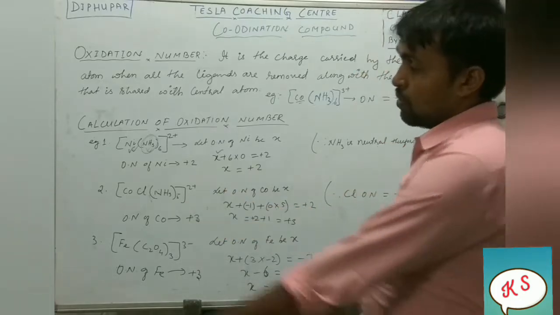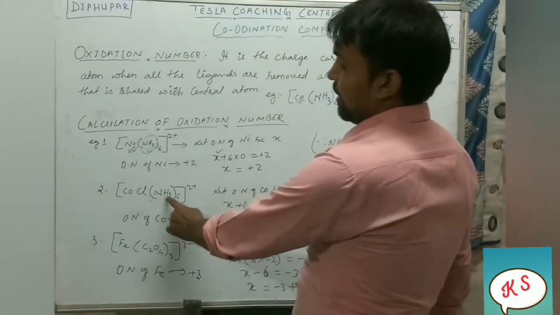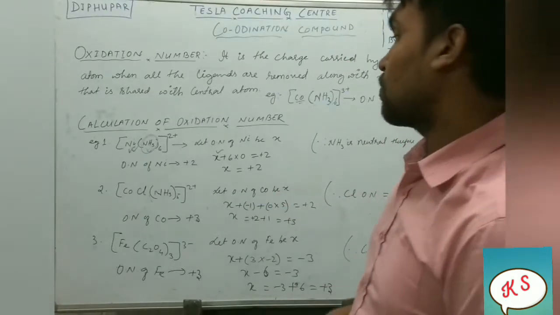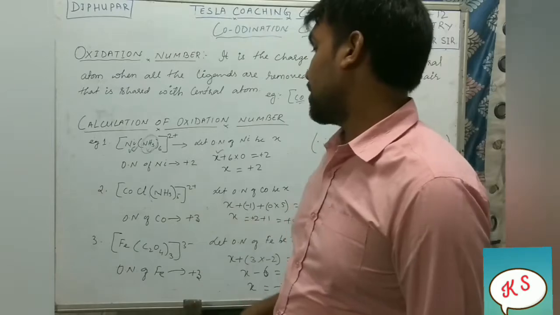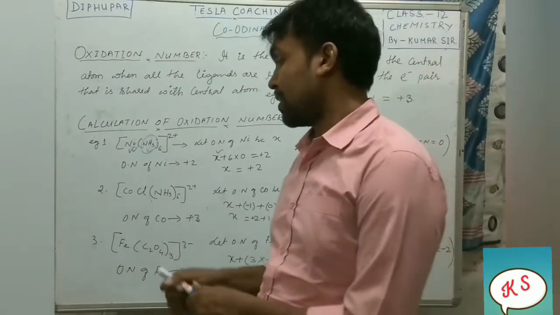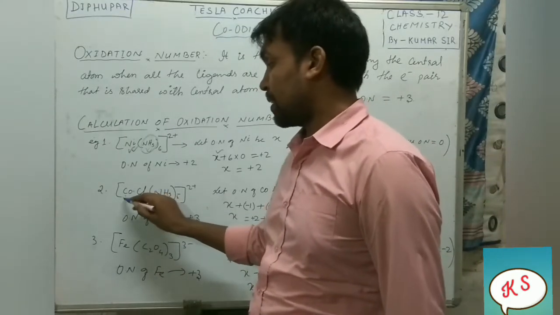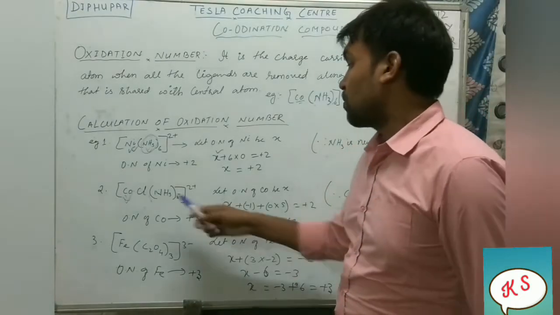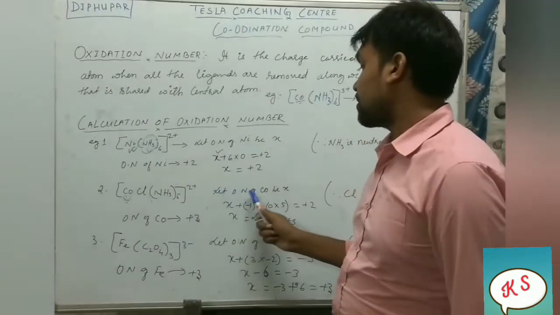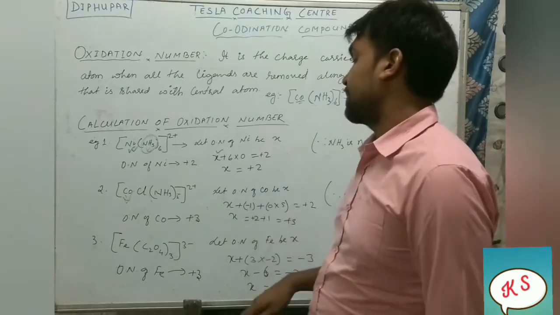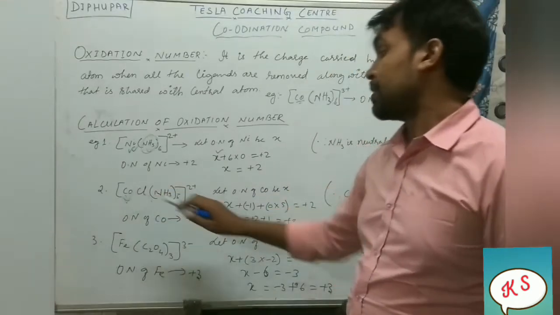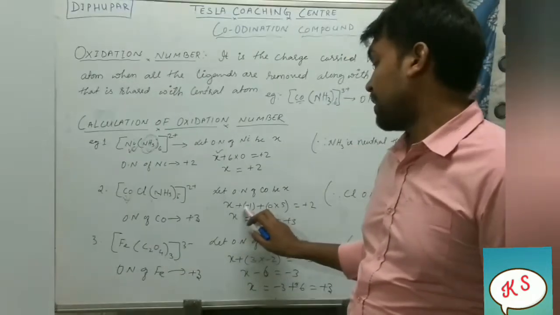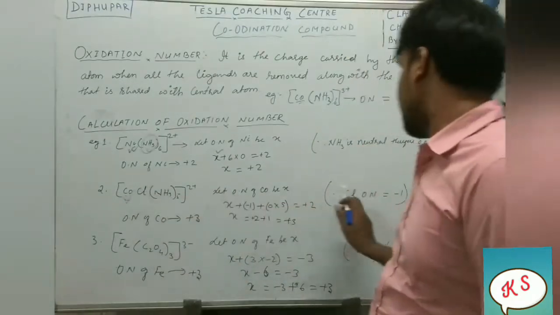Co(Cl)(NH3)5 to the power of 2 positive. So now we are going to calculate the oxidation number of which one? What is the central metal here? Cobalt. So we are going to calculate the cobalt oxidation number here. Let the oxidation number of cobalt be X. So X plus Cl is how much here? Cl is only 1. So we have written minus 1. Cl oxidation number is minus 1.